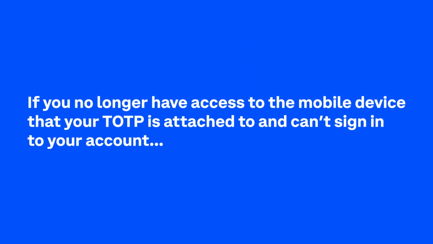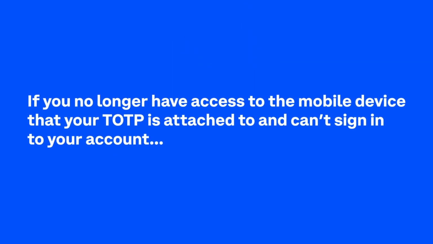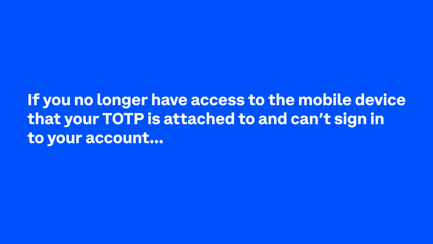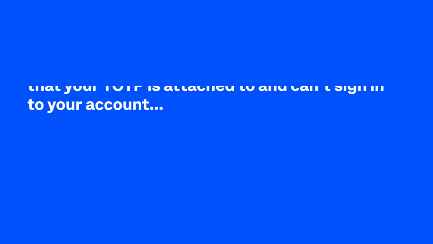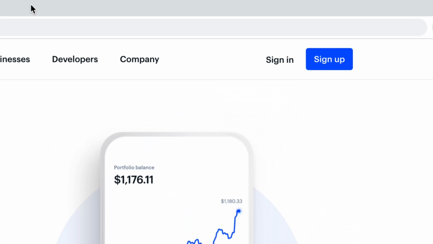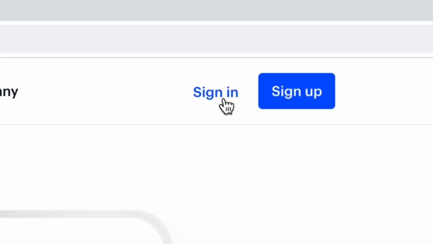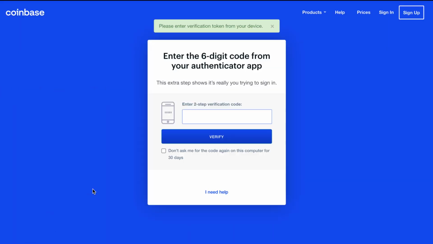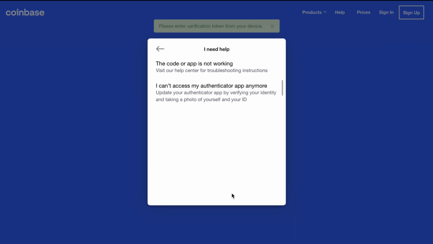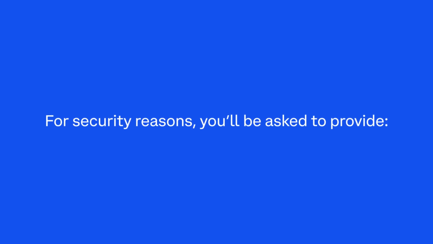If you no longer have access to the mobile device that your TOTP is attached to and can't sign in to your account, then sign in to Coinbase from a web browser or mobile app. When prompted for your two-step verification code, select I need help, then I can't access my authenticator app anymore. For security reasons, you'll be asked to provide a photo of the front and back of your photo ID, a webcam photo of yourself, taken at the time of the prompt.